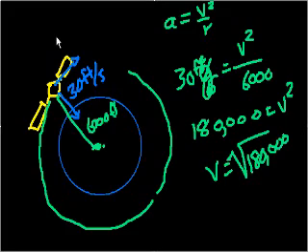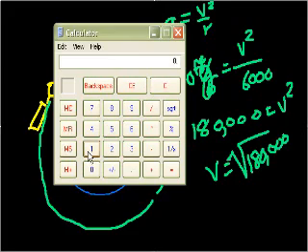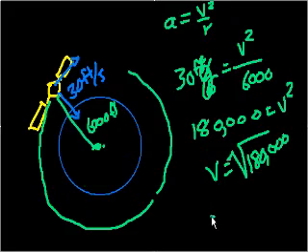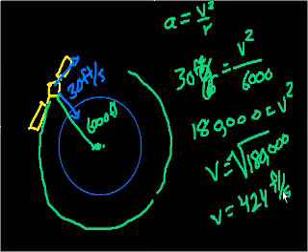Let me get the calculator out because I haven't memorized my squares that high. Take the square root. So 424. So the required velocity is 424 feet per second. So if this satellite is at that velocity, it will go in perfect orbit around this planet.